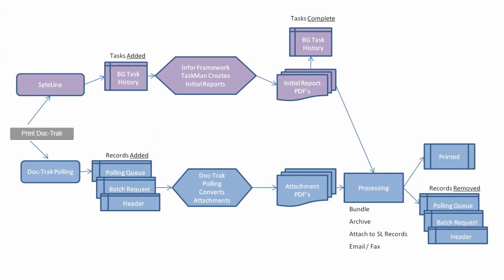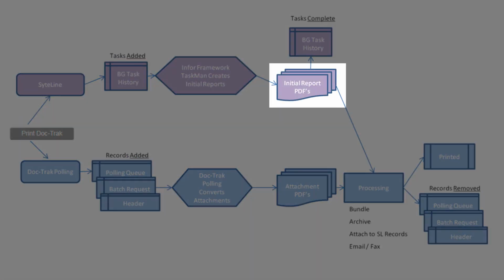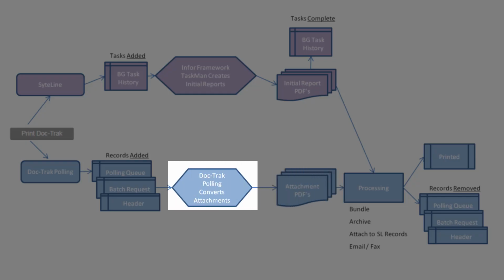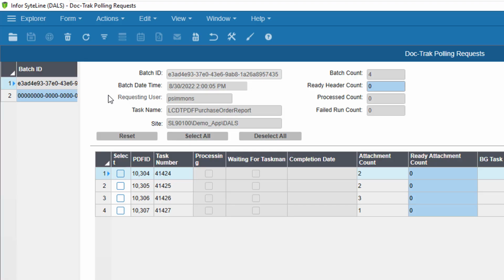Well, remember, besides waiting for the initial PDF file to be created, processing is also going to wait until all of the attachments are converted to PDFs. And I think I know what's holding it up. Let's go back to the server and make sure that DocTrack polling is running.